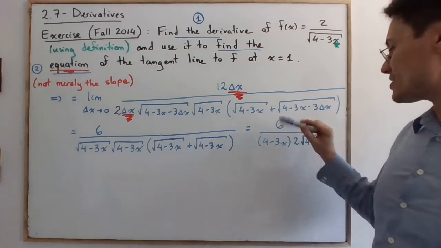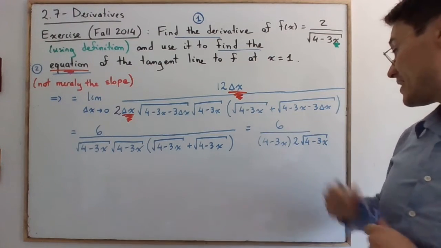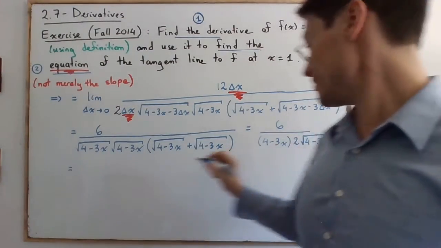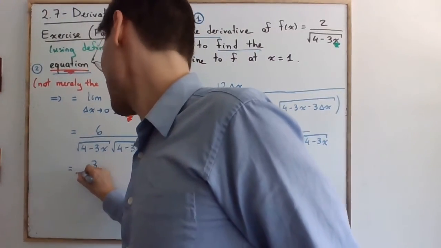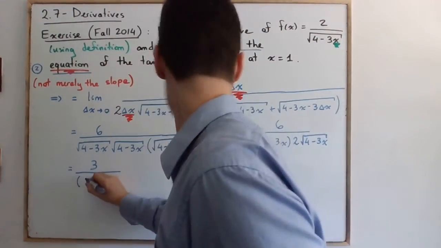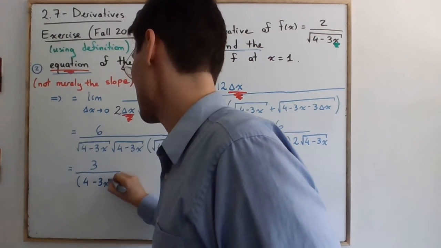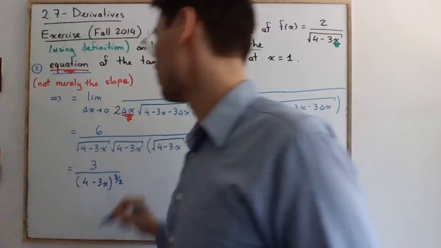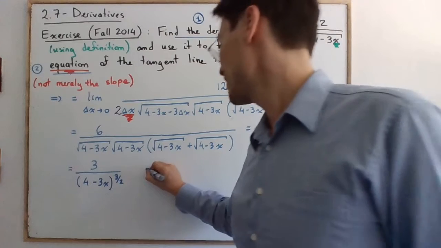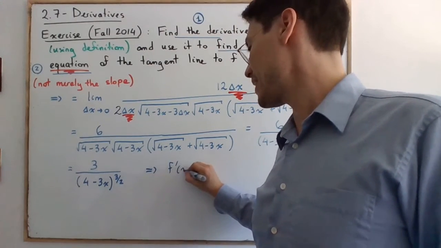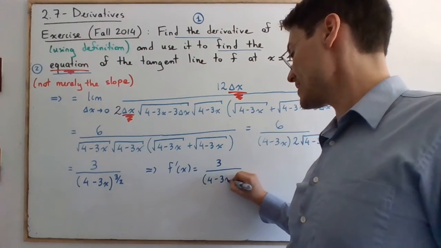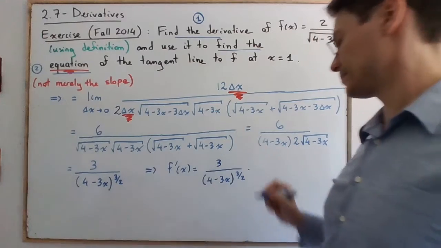And then at this point, you could just simplify this, the 6 over 2. That's going to give us 3. I will do something slightly more instructive. So 6 over 2 is 3. That's correct. But pairing these two things will actually give us, by the rules of exponents, 4 minus 3x to the power of 3 over 2. So this is the derivative. Okay, so that's the result, by the way. F prime of x is equal to 3 over 4 minus 3x to the power of 3 over 2.